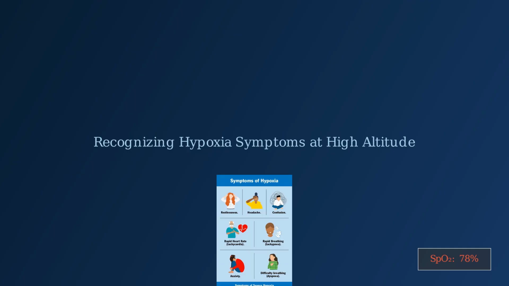Early symptoms include headache, dizziness, fatigue, and shortness of breath. As hypoxia worsens, confusion, poor coordination, and blue discoloration of the skin may develop. Training to recognize these symptoms in yourself and others is essential for pilots and climbers.